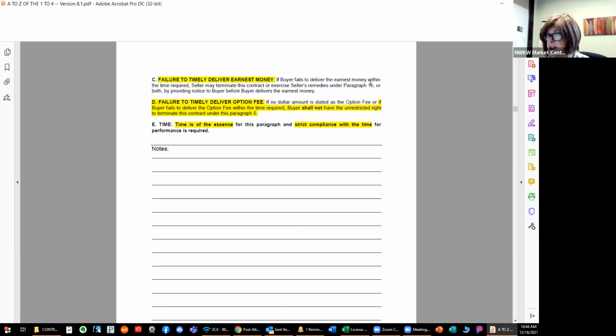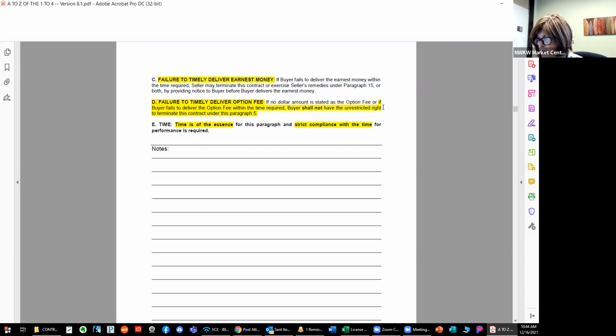Failure to timely deliver earnest money. It just says, if they fail to deliver the earnest money within the time required, seller may terminate this contract or exercise seller's remedies under paragraph 15 or both by providing notice to buyer before buyer delivers the earnest money. So if they get caught with not getting it there in that third day, the seller can terminate and go on with a different offer if they have a better offer.